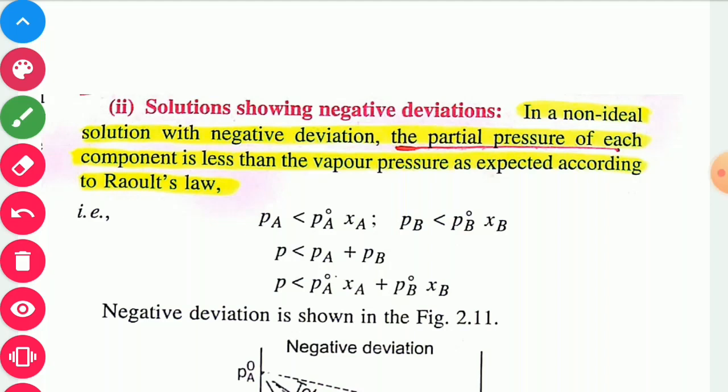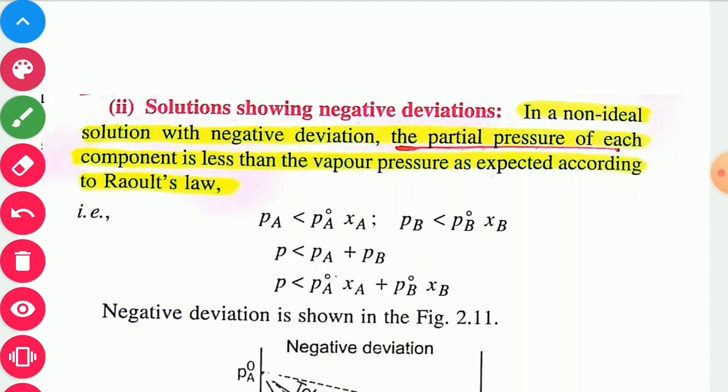In a non-ideal solution with negative deviation, the partial pressure of each component is less than the vapor pressure expected according to Raoult's law. It means that if the components present in the solution have their partial pressure less than the components of the ideal solution, at that time the solution shows negative deviation.